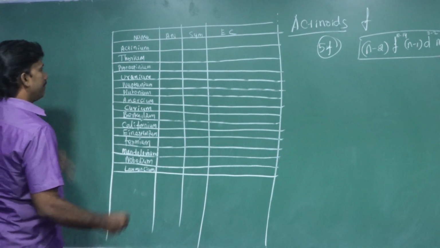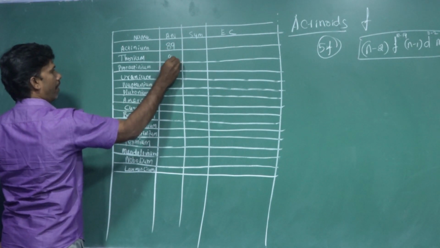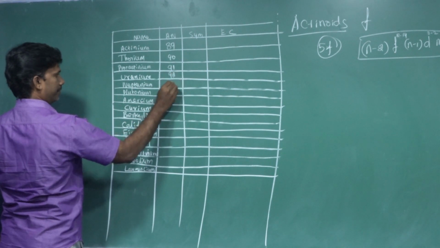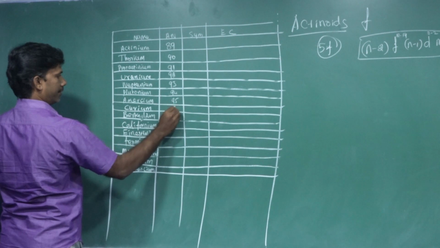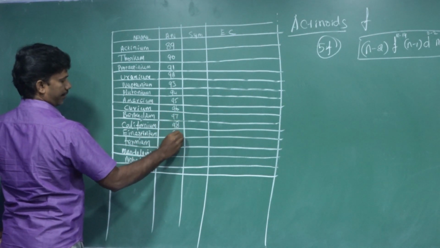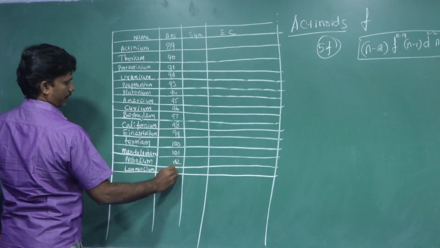Then the atomic numbers: 89, 90, 91, 92, 93, 94, 95, 96, 97, 98, 99, 100, 101, 102, 103.